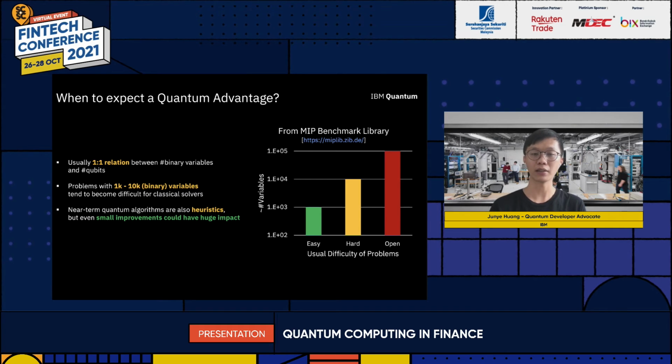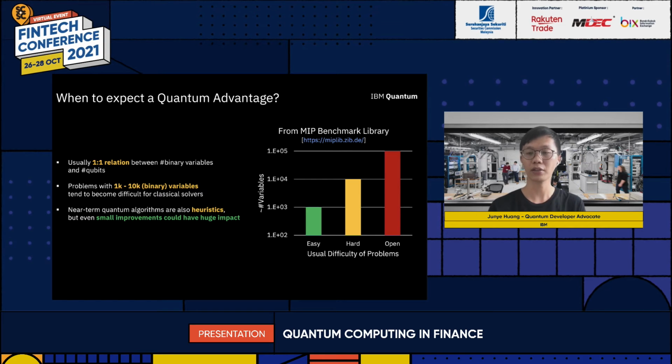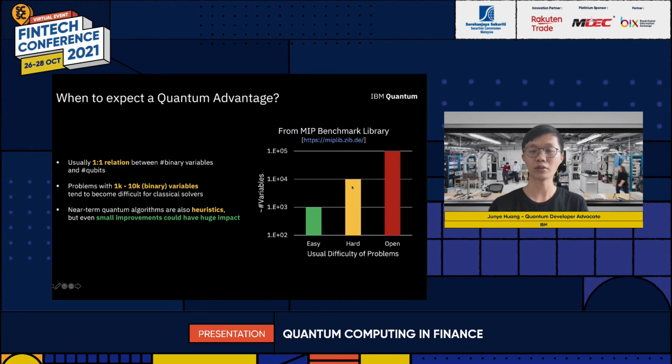Easy means something that you can solve using your laptop in an hour or so. Hard is something that maybe you need to compute using a supercomputer or a cluster. And open is something that even the most powerful classical computer may not be able to solve. And we can see that for a quantum computer to bring an advantage, we should at least solve problems having 10,000 variables.